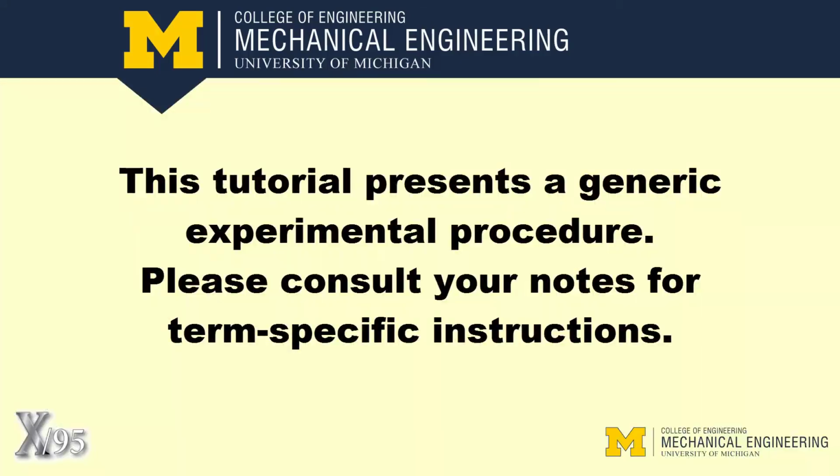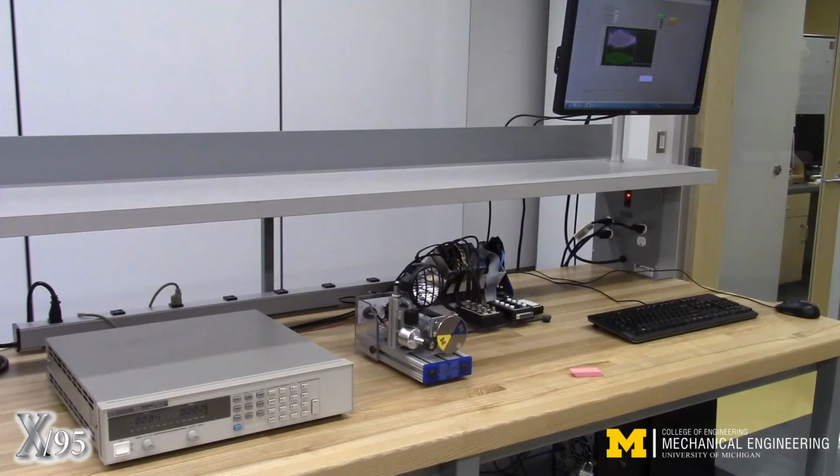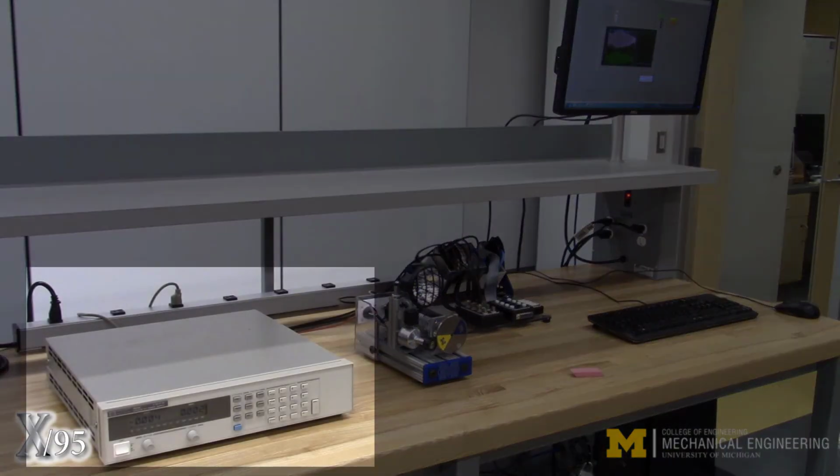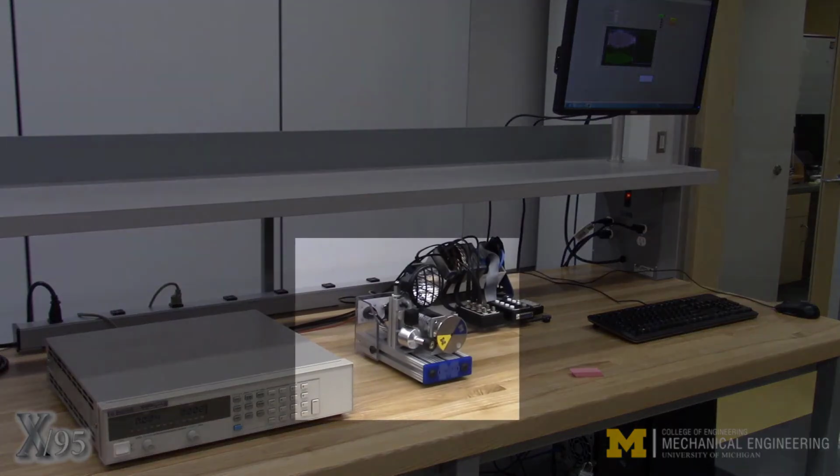This video tutorial presents a generic experimental procedure. Please consult your class notes for term-specific instructions. The lab setup for this experiment consists of a DC power supply and a custom motor fixture.